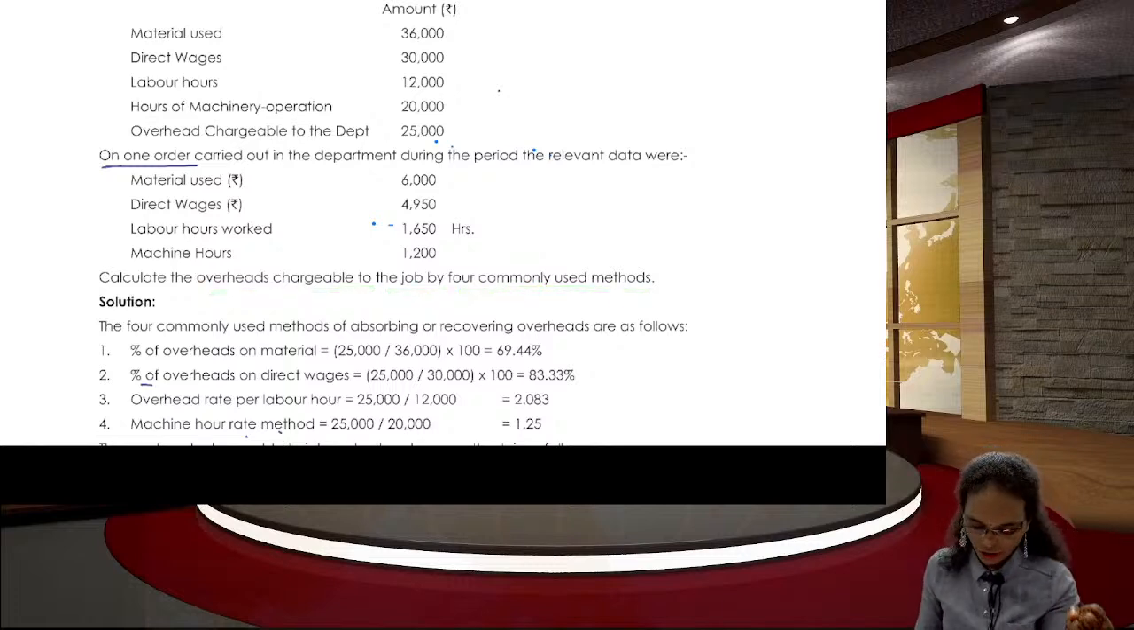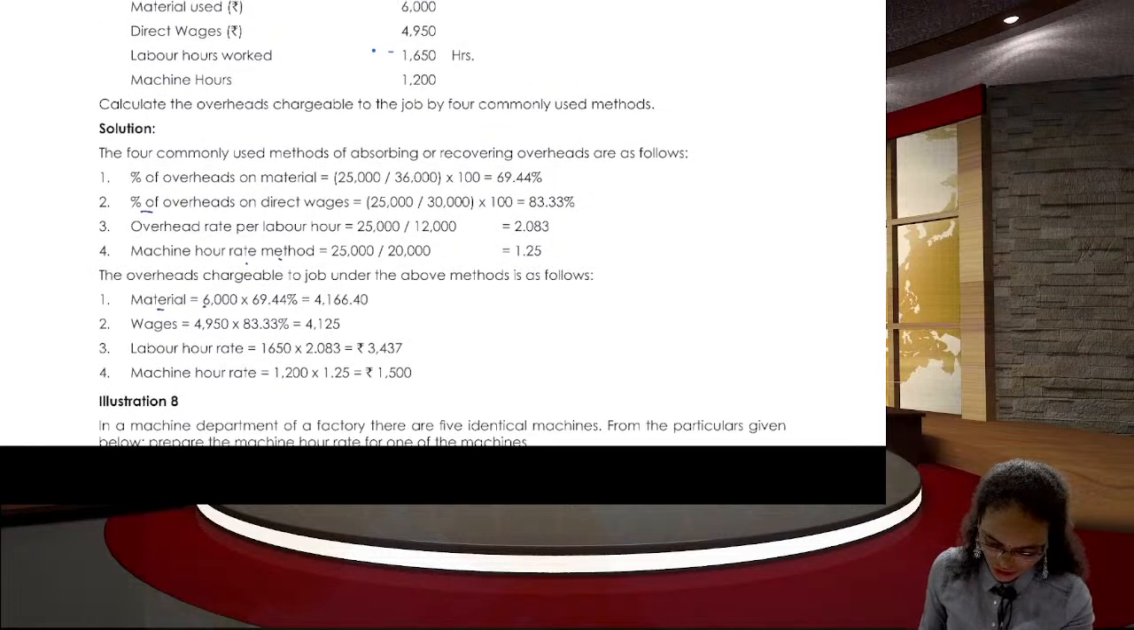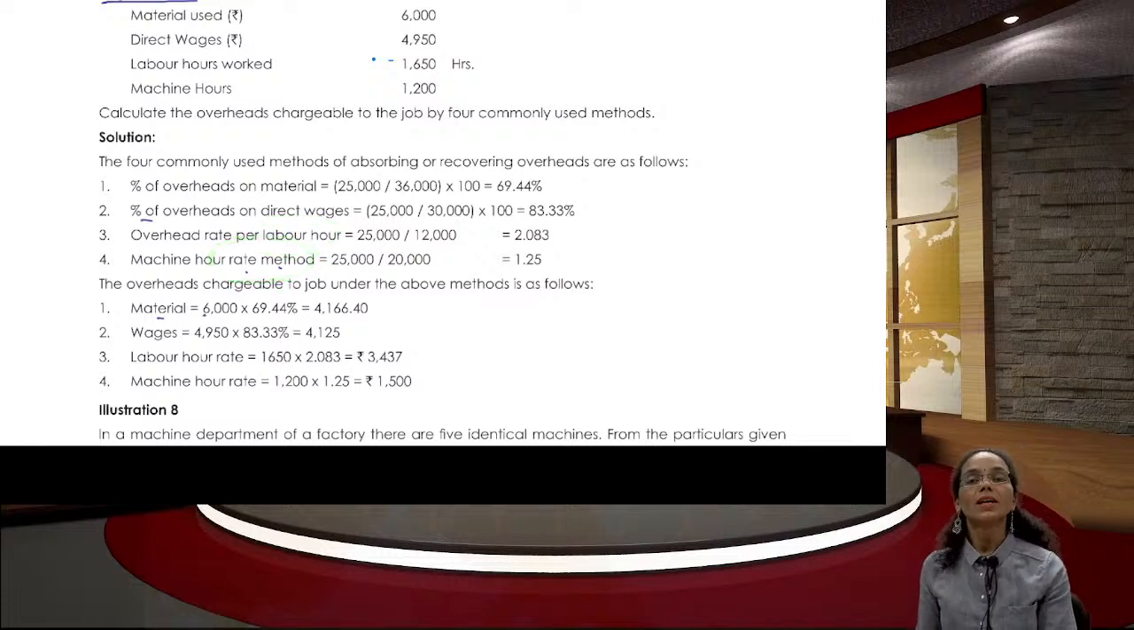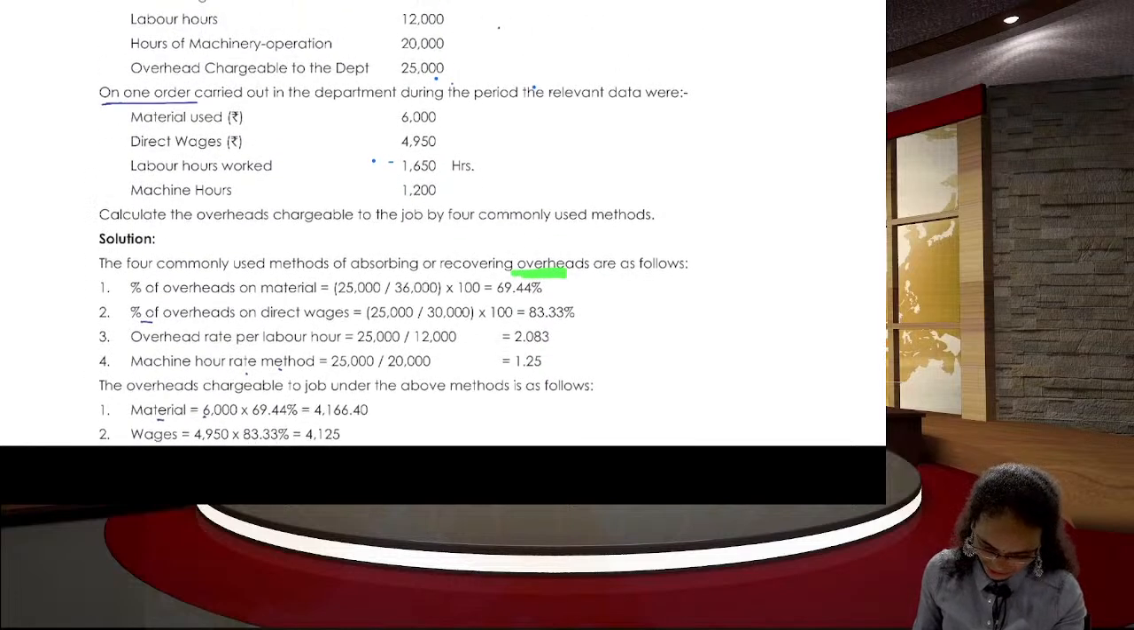What are the 4 commonly used methods? You might be aware of it. Once again, I'll tell you. One is as a percentage of the material, as a percentage of the direct wages, as a percentage of the labor hours, as a percentage of the machine hours. These are the 4 commonly used methods for absorbing or recovering the overhead rates. So I'll show you how to calculate it.